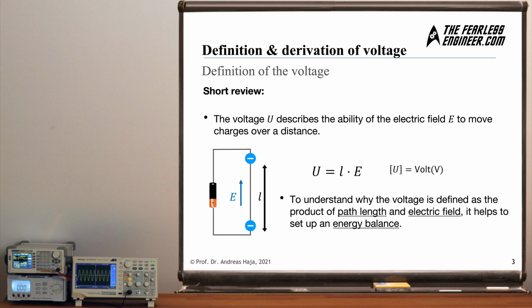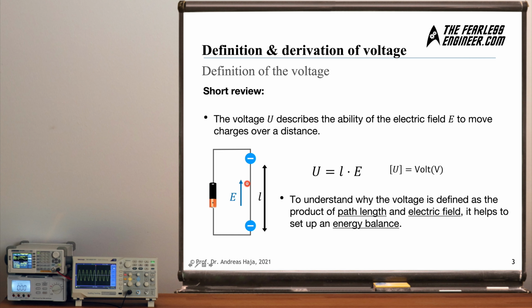Now, in order to get to our definition of voltage and also on the way derive it from some base equations, let's revisit what we have learned about voltage in the previous video, which gave us a broad overview on the concept of the voltage U. As we have seen, the voltage describes the ability of the electric field E to move charges over a certain distance. Here on the left hand side you can see a small diagram which contains a battery with a positive terminal and a negative terminal, and due to the charge difference between these two terminals we have an electric field which propagates through a wire, which is indicated by this blue arrow pointing from positive to negative terminal.